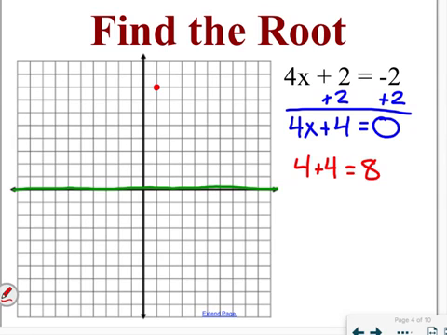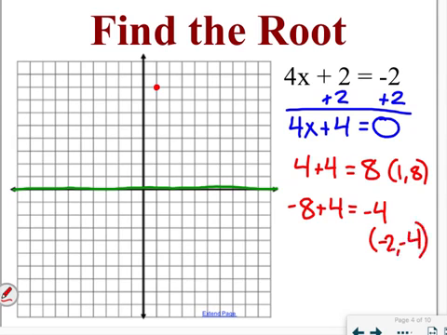Now I want to try and get a negative answer. So I'm going to try plugging in a negative. I'm going to pick negative 2. So 4 times negative 2 gives us negative 8, plus 4, which gives me negative 4. So that first point, we plugged in 1, and we got an answer of 8. The second one, we plugged in negative 2, and we got an answer of negative 4. So I'm going to put that on the graph as well.